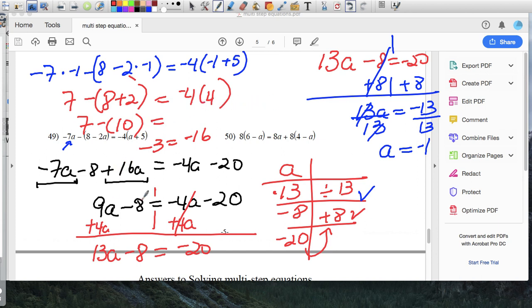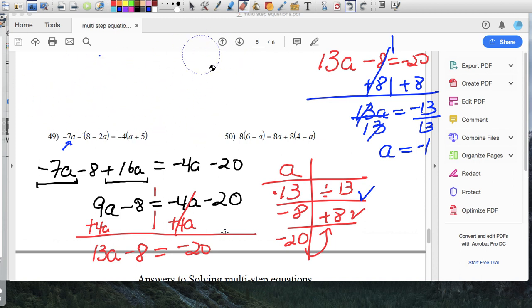So yeah. So what did I do wrong? Minus 8. Did something wrong over here. 7 minus 8 times negative 1. It's positive. Plus 2. Okay, so I'm going to have to redo this one. Let's just double check. Negative 7a minus 8 plus, oh, here's my problem. I don't know where that 16 came from.